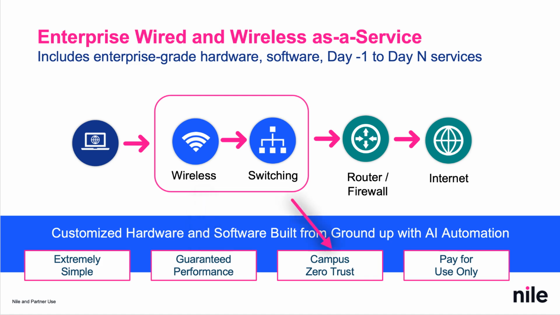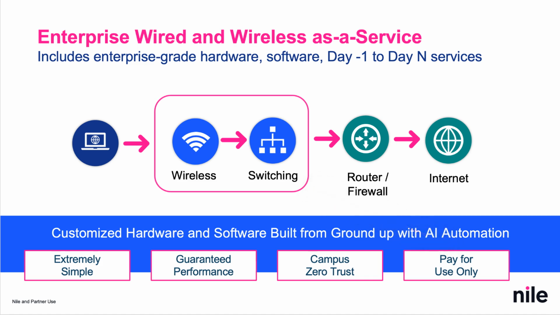Security is built in, not optional. With our Campus Zero Trust approach, we enforce zero unauthorized access, identity-based authentication, tamper-resistant hardware, and mutual authentication as part of Nile's Zero Trust Foundation by design. And finally, Nile operates on a pay-for-use model. Instead of large upfront capital investments, customers only pay for what they use, ensuring a cost-effective and scalable deployment that adapts to real-world network demands.